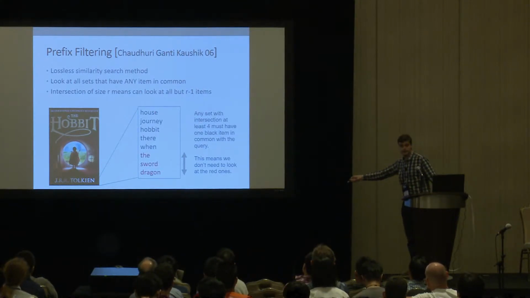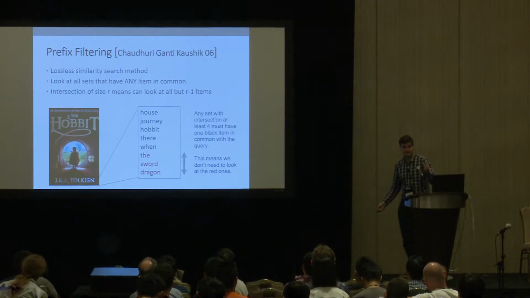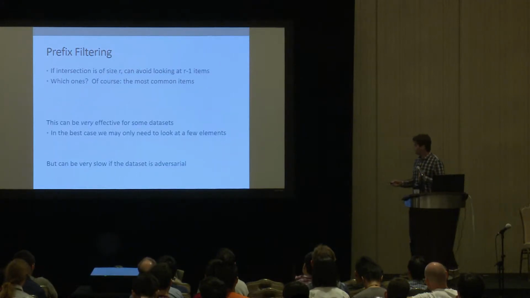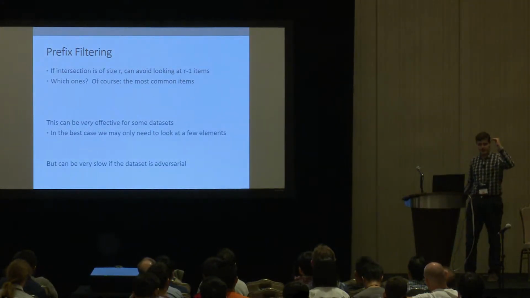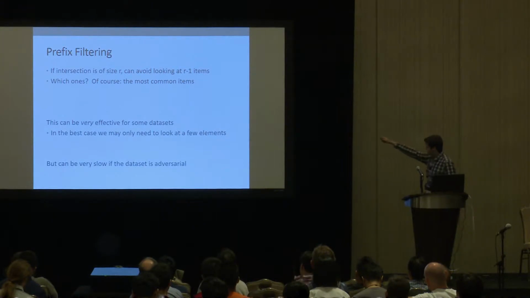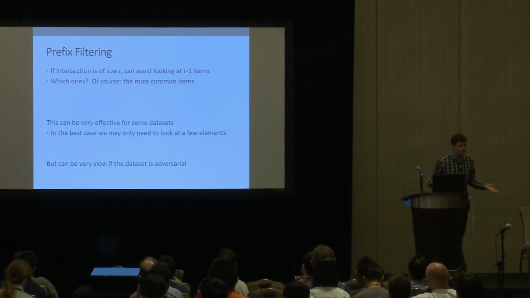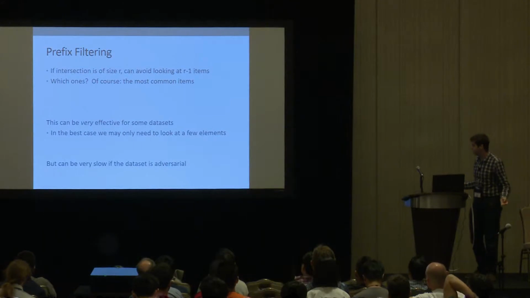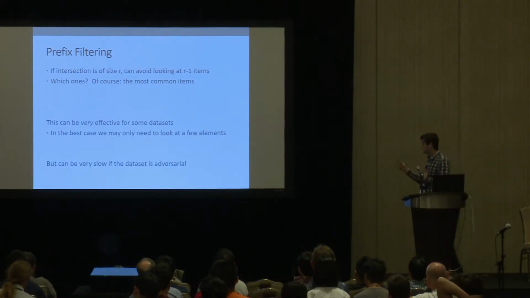We don't need to look at these red items, and we're still guaranteed to find all points with intersection size at least 4. So the good news is, even though we spend a lot of time on each of these, we can avoid looking at r minus 1 of these items. Which ones do we avoid looking at? Well, of course, we want to avoid looking at the most common ones, because those are the most expensive. And that's prefix filtering. That's the whole thing.